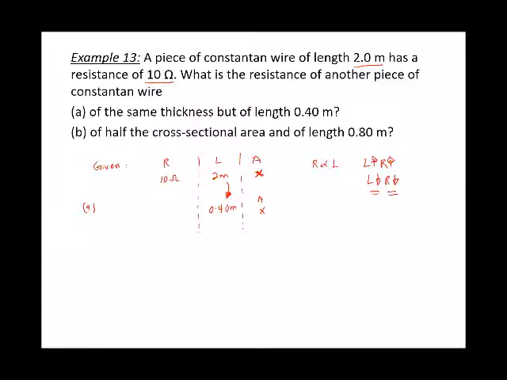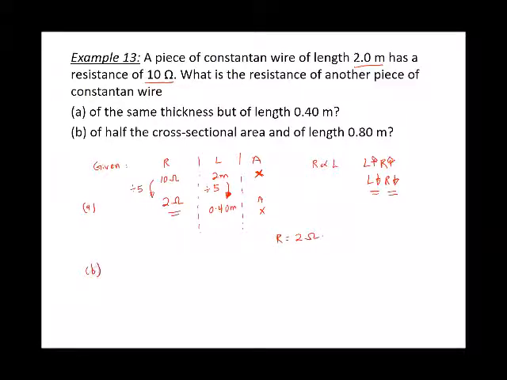But drop by how much? So we take 2 and 0.4. 2 divided by what gives you 0.4? You realize that it's actually 2 divided by 5. So this 10 ohm must also divide by 5. 10 divided by 5 will give you 2 ohms. So that's your answer: resistance equals 2 ohms.